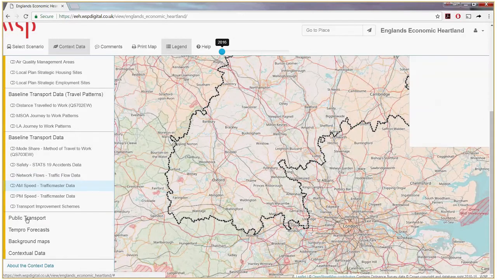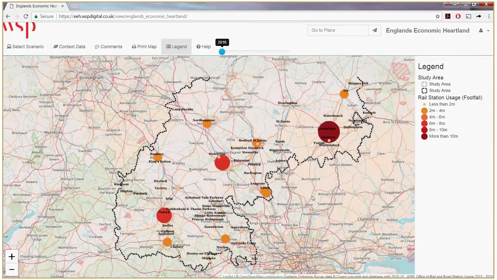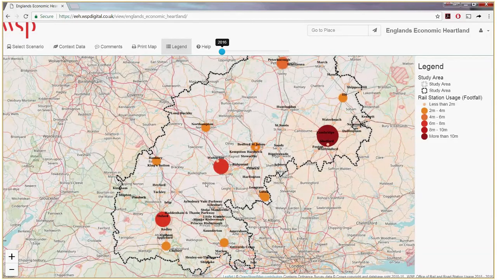We've got rail station usage on here. So these are the biggest stations by annual footfall. So Cambridge is both an in-commuting and out-commuting destination, and so it's got more people going through there than the other stations, but we can see where the biggest centres of rail are throughout the region.